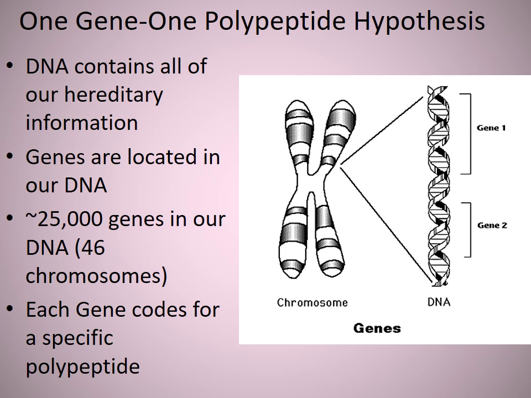So this is the one gene, one polypeptide hypothesis. Hopefully you understand that our DNA is 3 billion base pairs long, so a total of 6 billion base pairs. That is coiled up and organized in 46 chromosomes: 22 pairs of autosomal chromosomes, and then we have our two sex chromosomes. So 23 total pairs of chromosomes. Along these chromosomes we see that there are regions of DNA that are specific to a protein.